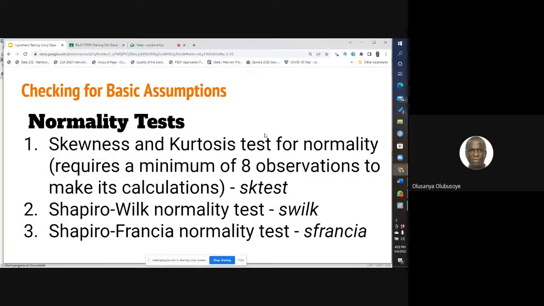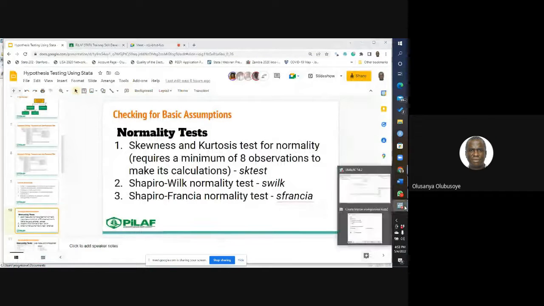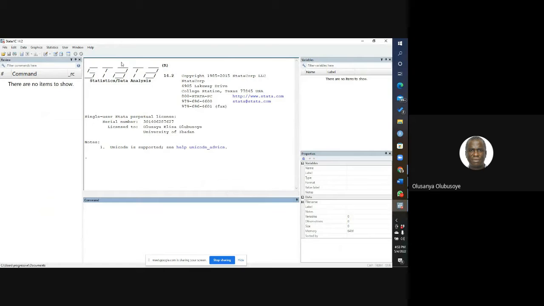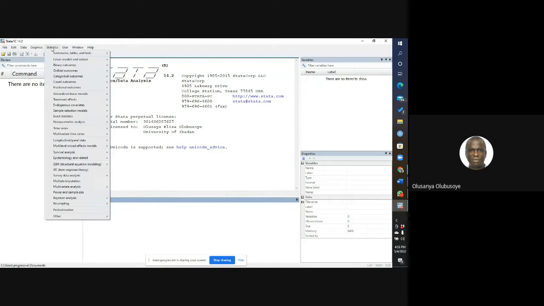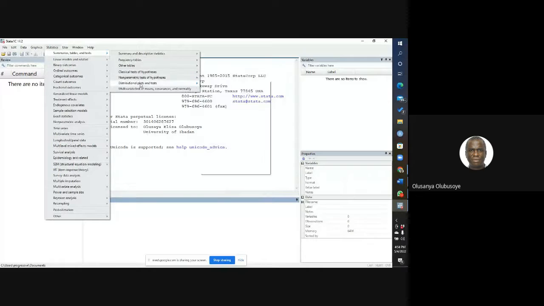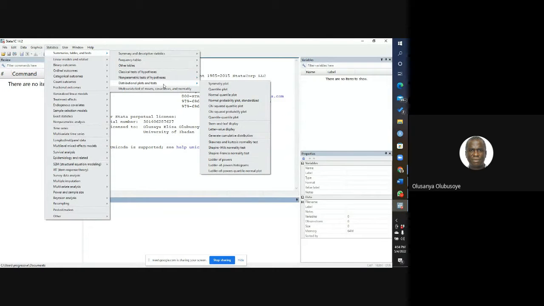So let's go to our Stata environment now. Before we do that, we can always go to the table test. You can see, under the distributional plots and tests.